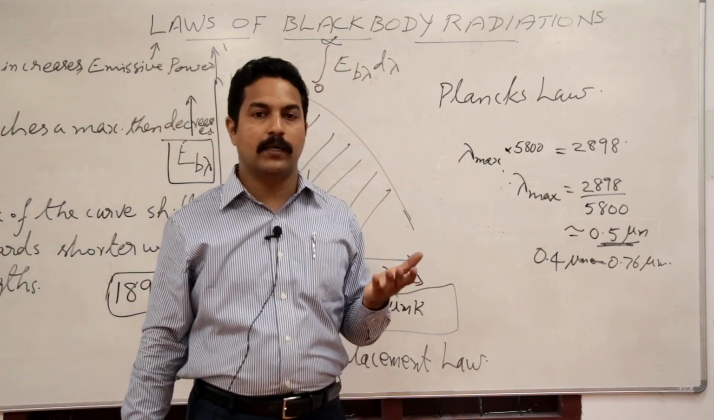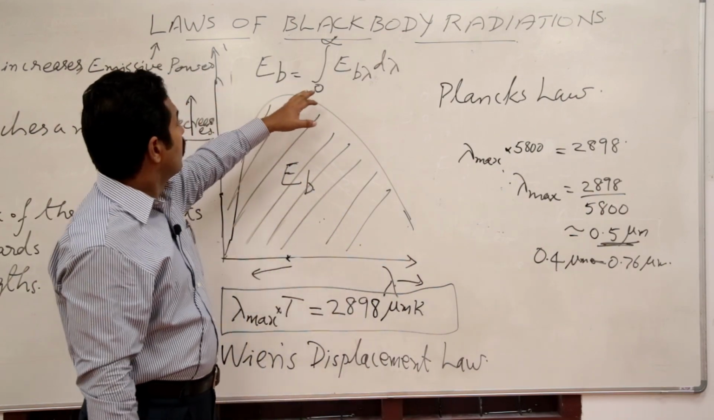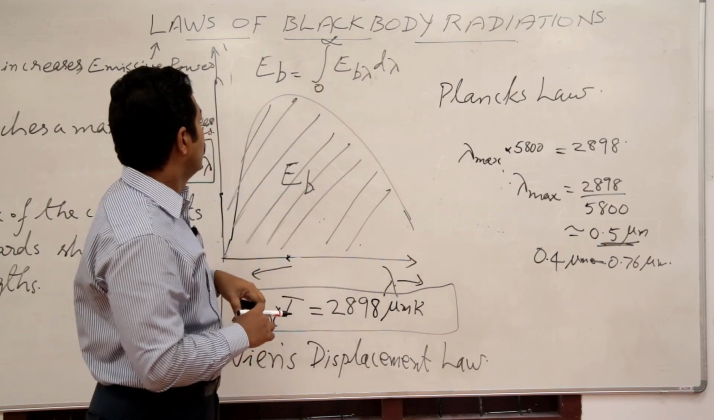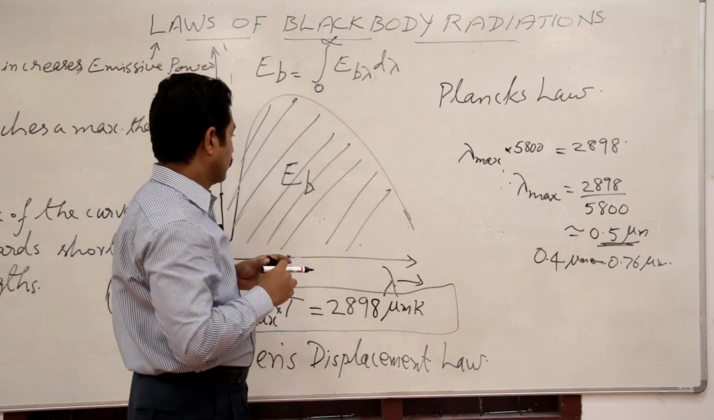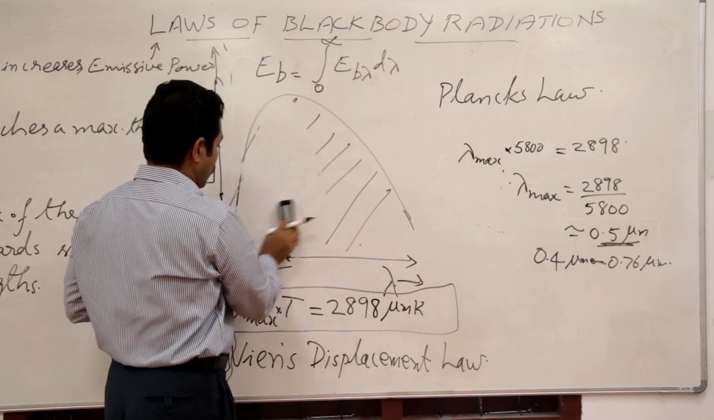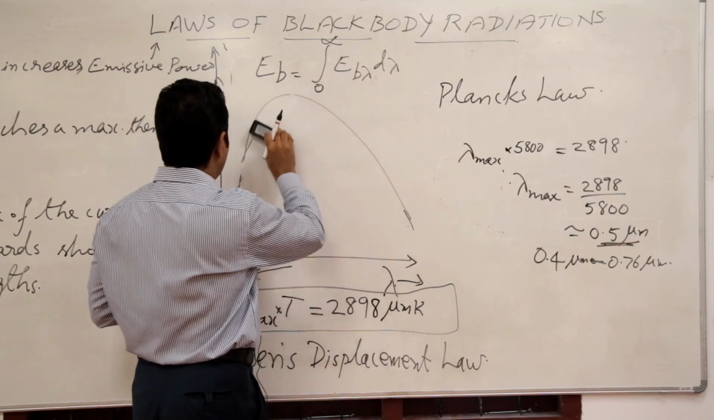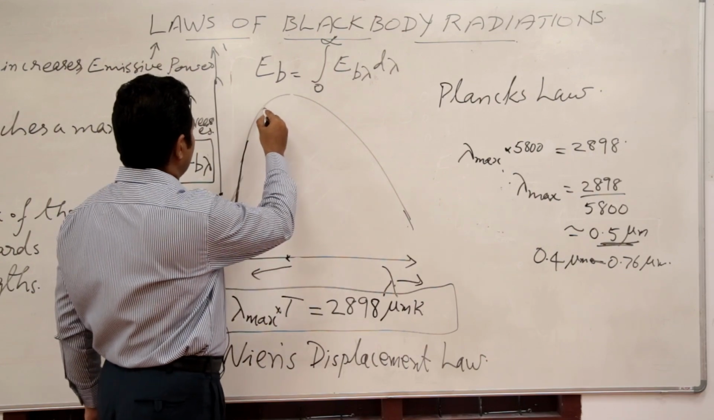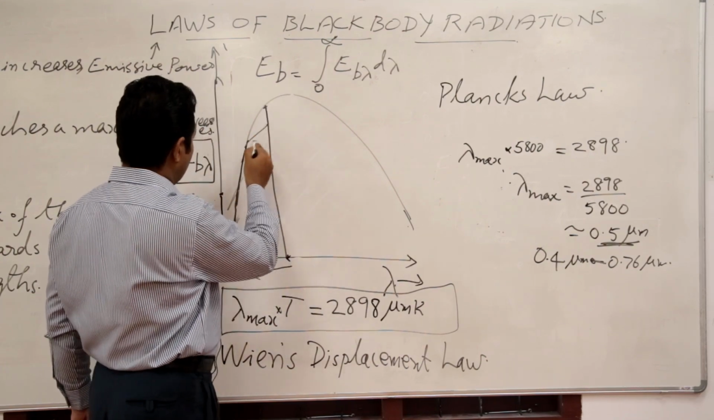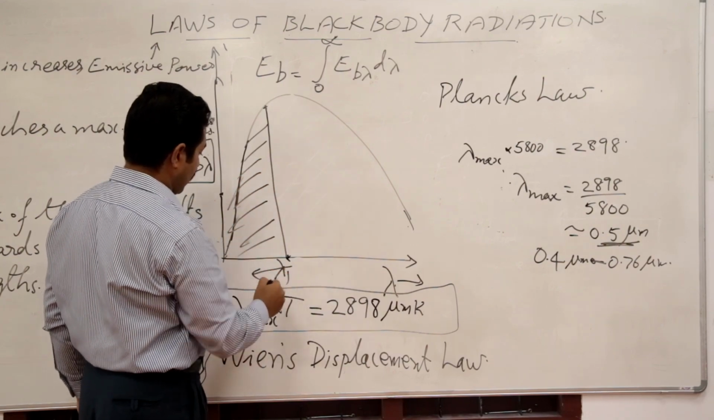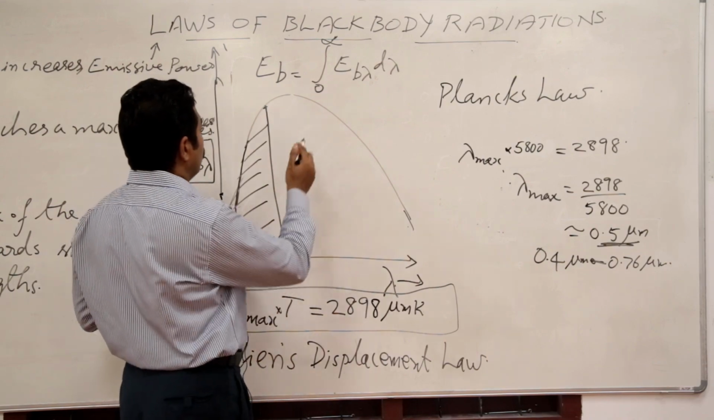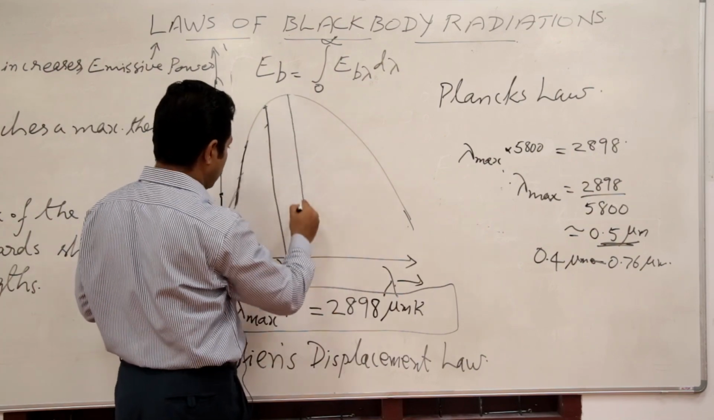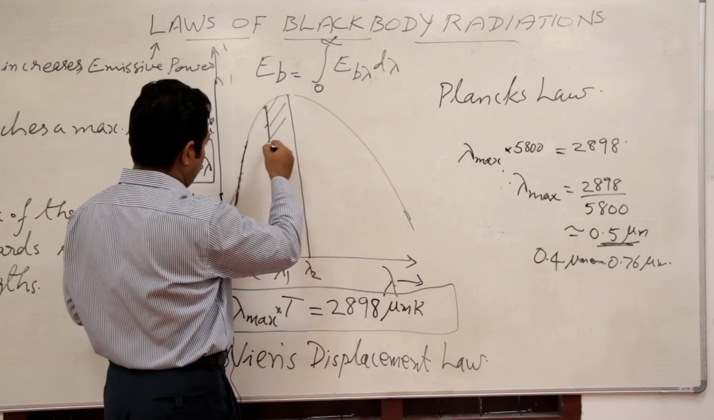Often we are not interested in getting the emissive power of a Blackbody from 0 to infinity. Suppose for 0 to a particular wavelength, I want to find out the emissive power. Maybe I want to find out the emissive power until this point lambda 1, or in this band from lambda 1 to lambda 2.